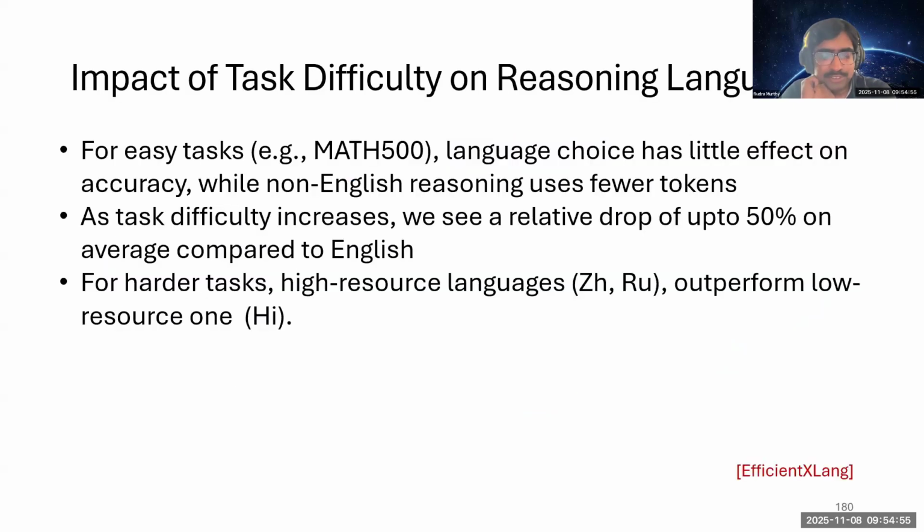Yeah, what people have observed is if you have an easy task, the reasoning language does not matter much because the performance is more or less the same. But as you increase the task difficulty, reasoning in English is more beneficial compared to reasoning in the language of the query. And this is true for both high resource languages as well as low resource languages. However, the gap between high resource and low resource languages is still larger. Going on to the next slide.